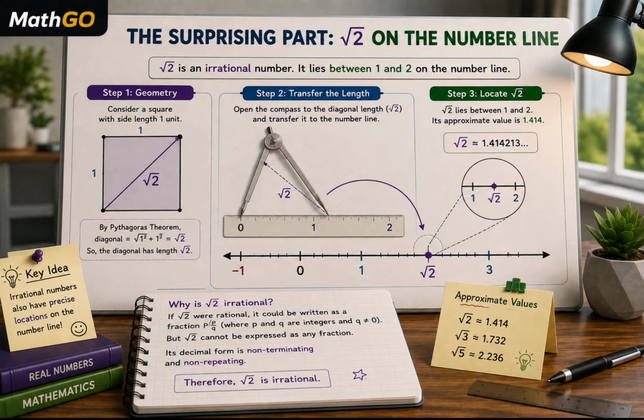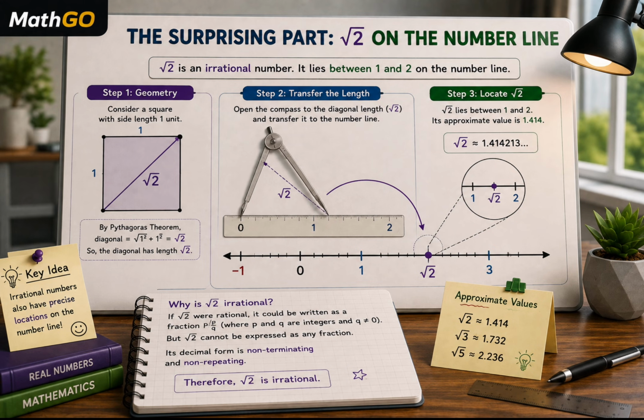Now we reach the part that might surprise you. We have placed integers, we have placed fractions, we have placed decimals, but what about root 2? Where would you put it? You might think it's a square root, so maybe it doesn't belong on the number line. But it does. Let's investigate why.